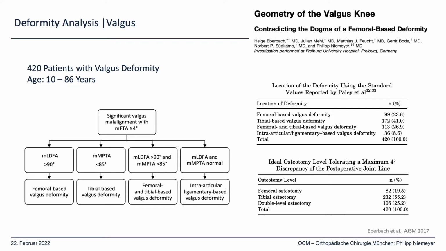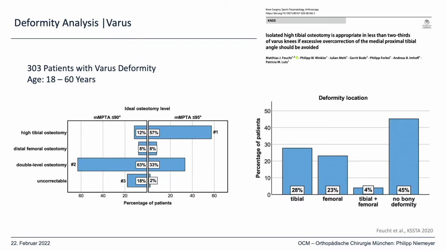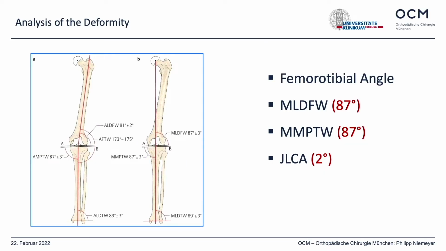And interestingly, many of these valgus deformities, especially the severe valgus deformities, are actually combined, located on the femur and on the tibia. And a pretty much similar study has been performed by Matthias Feucht from Stuttgart, who analyzed more than 300 varus deformities and more or less came up with an identical result in terms that there's a significant proportion of varus patients not suffering from a tibial varus.